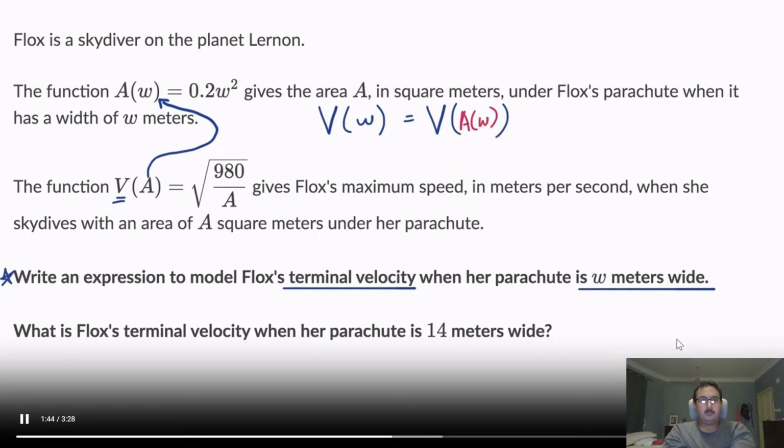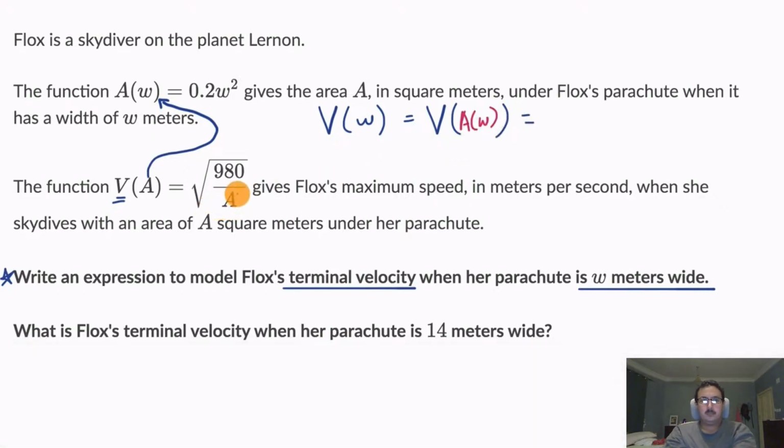To be equal to, keep the colors consistent. Well, everywhere where I see an A in this expression, I would replace it with A of W, which is 0.2 W squared. So it's going to be equal to the square root of 980 over 0.2 W squared, because that is A as a function of W. So this right over here is an expression that models Phlox's terminal velocity V as a function of the width of her parachute.